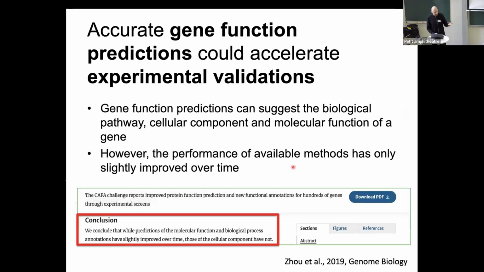But again, the problem there is that the performance of the gene function prediction methods is not that good, and they have not improved a lot in recent years. This is a conclusion from 6 years ago from the CAFA challenge, where they say there have been some improvements, but they are actually very minor. And looking at the recent literature, there have not been any real breakthroughs. So it looks like we are somehow at a standstill.